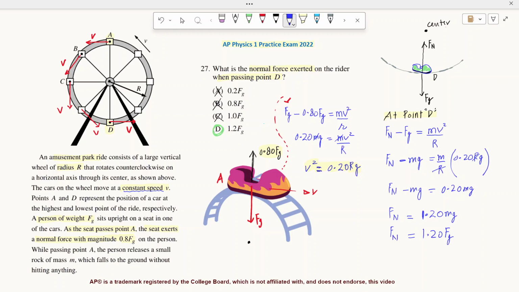It means at the lowest point, the wheel is exerting more force than the force of gravity, than this mg. So it must be equal to 1.20 Fg. So that is option D.